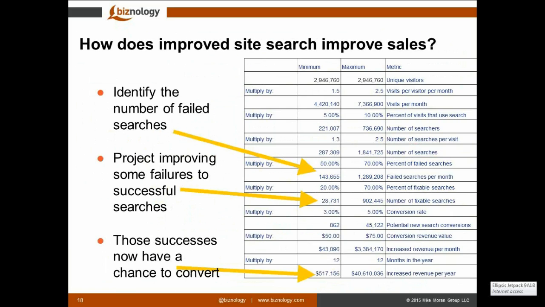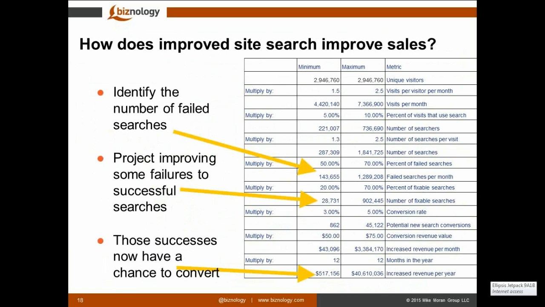So let's look at the math. This is a fairly simple spreadsheet. I would argue that any spreadsheet that you could actually put on a slide is simple. And this shows you what the math is. Now, what I'll promise you is if you email me at mike@mikemoran.com, I'll actually provide you an example of this spreadsheet that you can use for your own business.